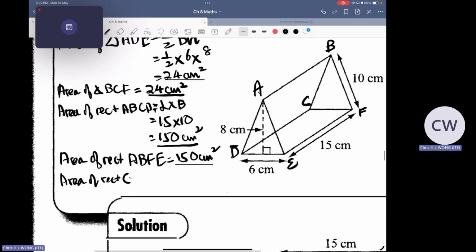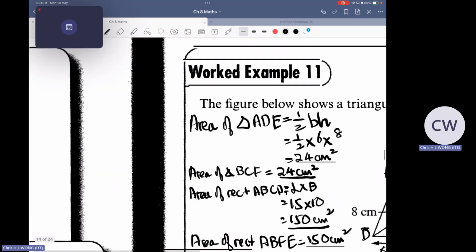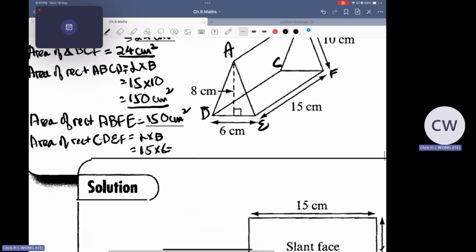CDEF equals length times breadth. What's the length? 15 times 6. 1 times 5 is 6, 30, 90, right? 90 cm square. I underline it because I need it.